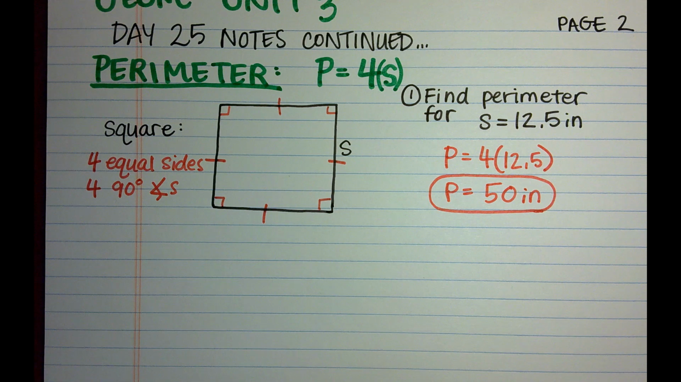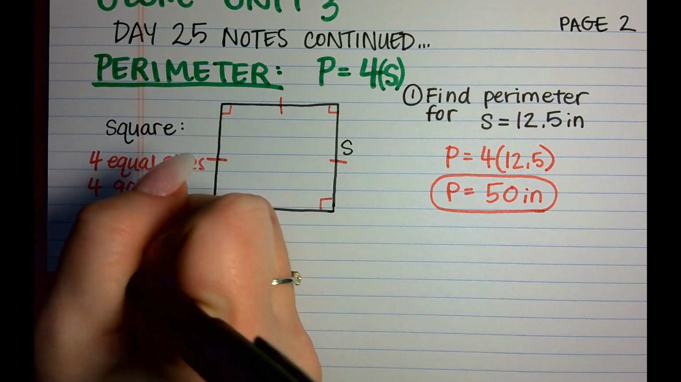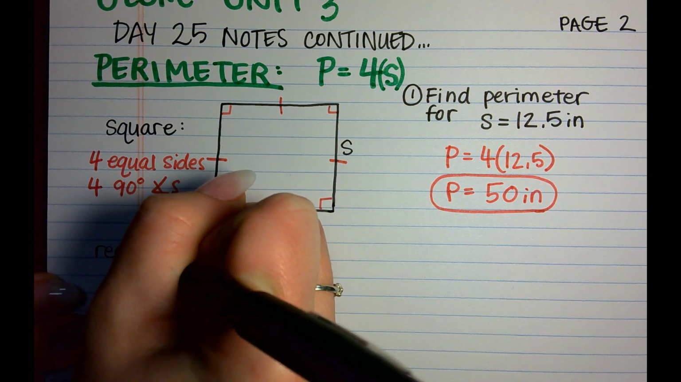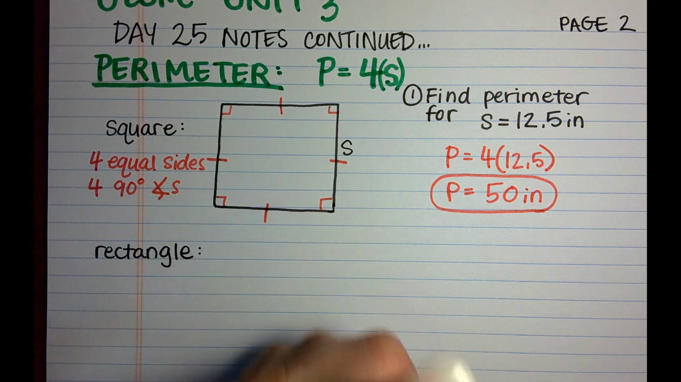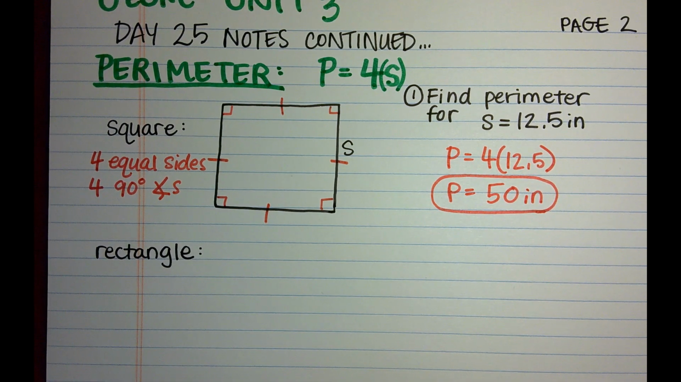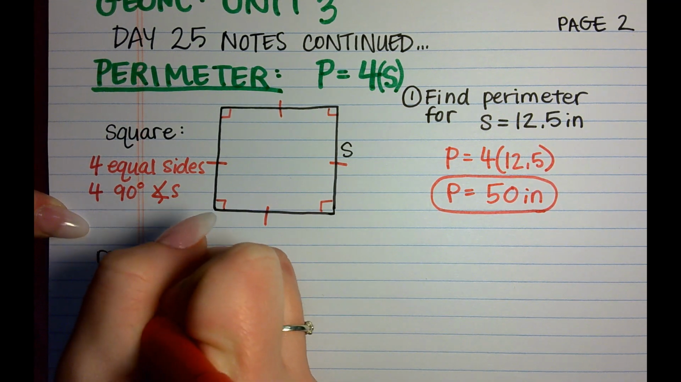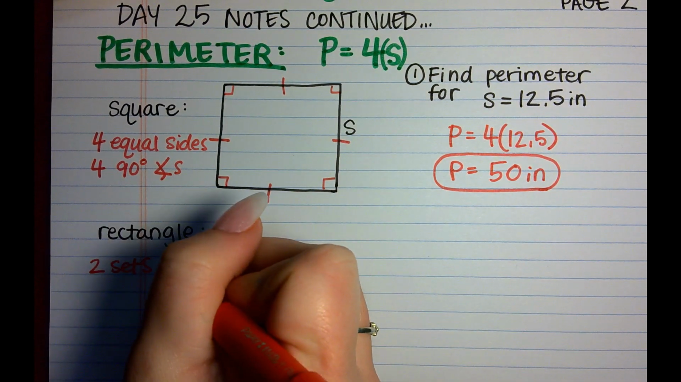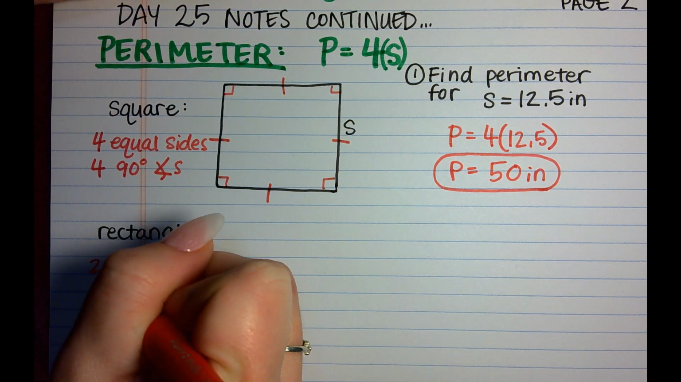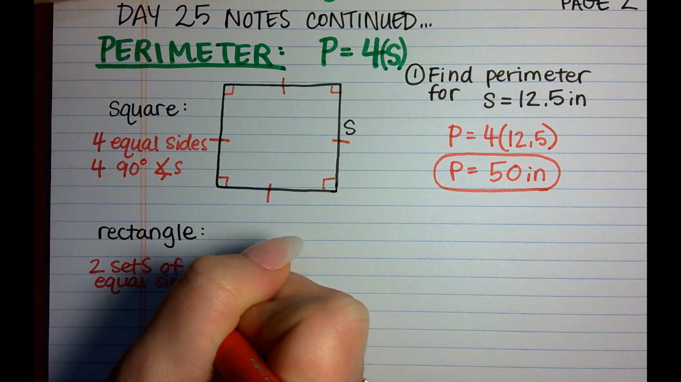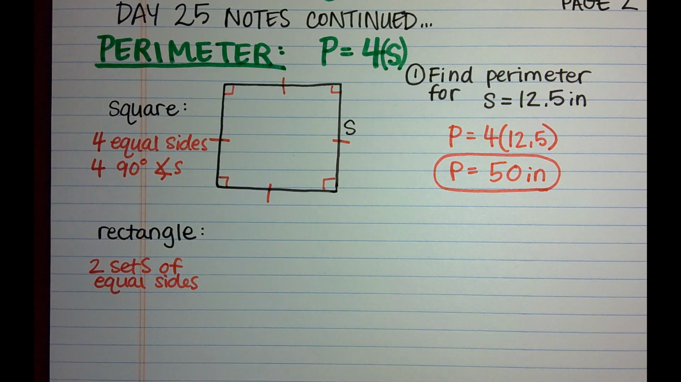Now, what about if I have a rectangle? 2 sides will be the same. No, 2 will be the same. Yes. We don't have 4 equal sides this time. We have 2 equal sides and 2 more equal sides that are equal to each other, not all 4 equal. So 2 sets of equal sides. What about our angles?